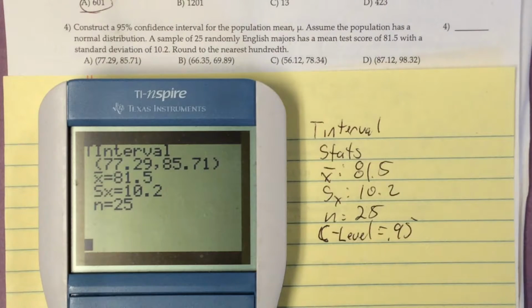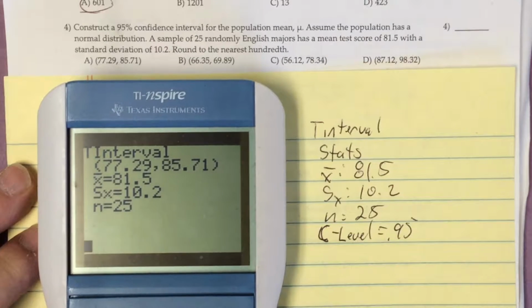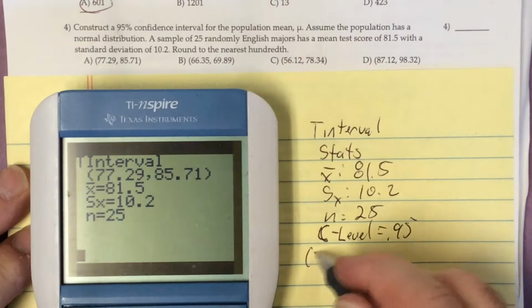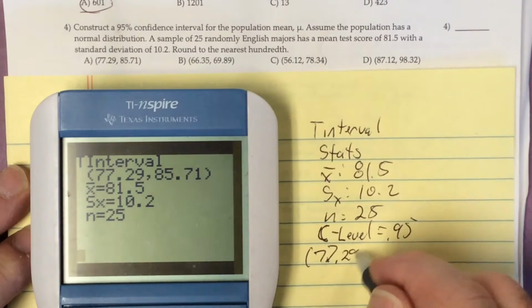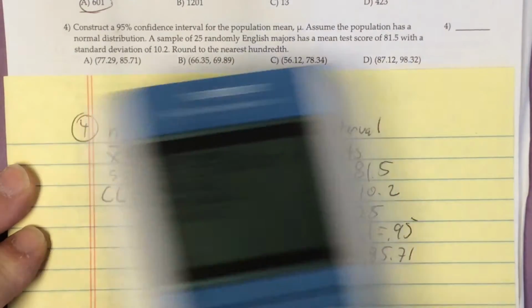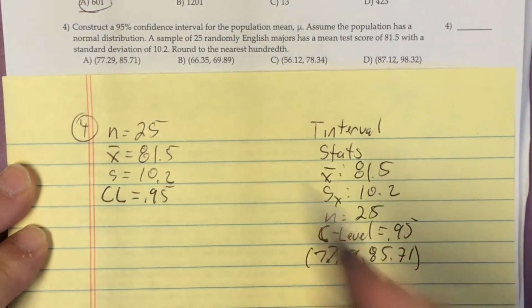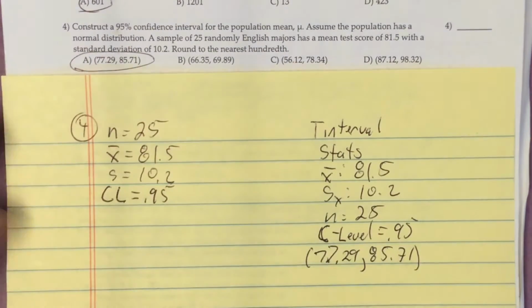notice that the calculator gives it to us to 2 decimal places. Your test may ask you for some different level of rounding. It should never ask you for a level of rounding more than what the calculator will give. So when we put this in, we get 77.29 to 85.71. And if we look at our answers for this, that's going to correspond with answer 8.